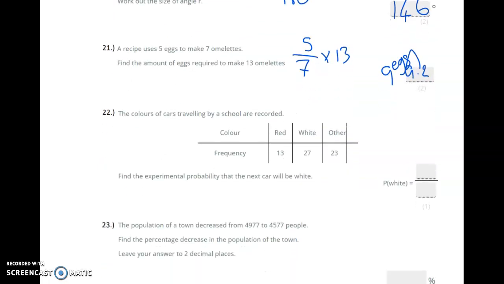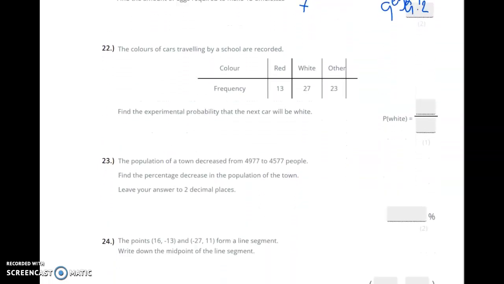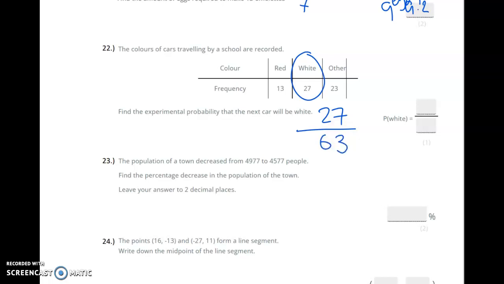So what have we got? Now, some relative frequency. The colours of cars travelling by a school are recorded as such. It says find the experimental probability that the next car is going to be white. So there's your white, so it's going to be 27 out of something. And it's going to be 27 out of these three added together. So 13 plus 27 gives us 40 so far, and plus the 23 gives us 63. So it's 27 over 63.